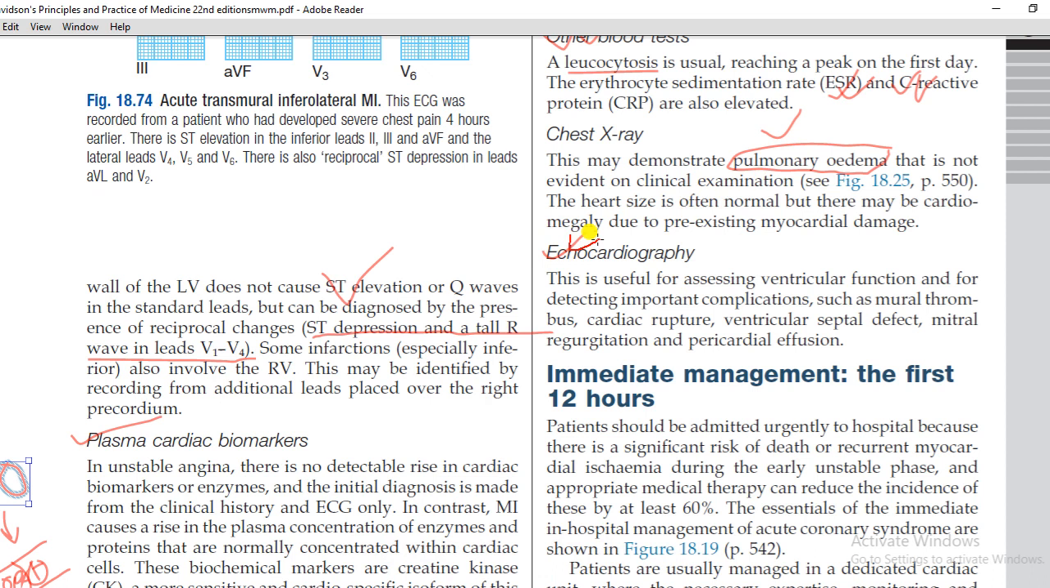Echocardiography is useful for assessing ventricular function and for checking important complications such as mural thrombosis, cardiac rupture, ventricular septal defect, mitral regurgitation, and pericardial effusion.